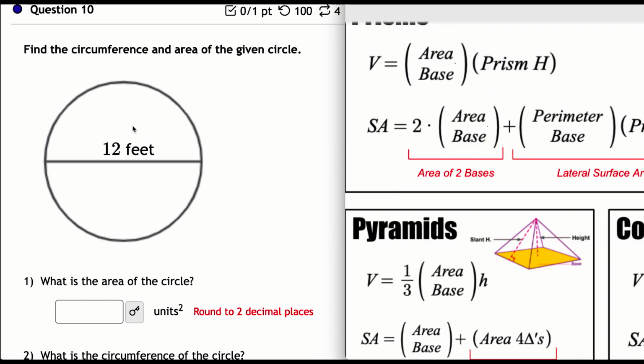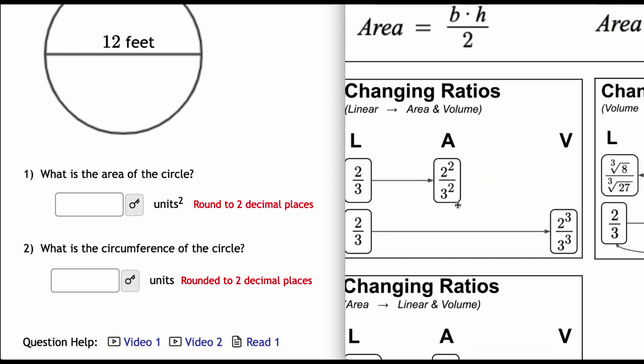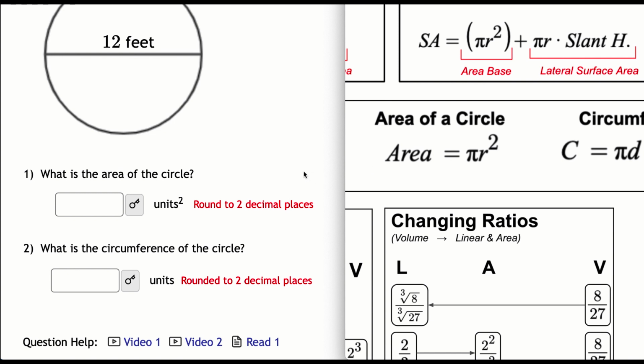Hopefully that helped. Now to get to this question right here, you got a circle. If you're going to try to find the area of that circle, very straightforward. Down in the note sheet right here, it talks about areas of circles being right here. It's pi r squared. Now, when you use your calculator, make sure you find the pi key. Don't use just 3.14. Use the entire decimal.